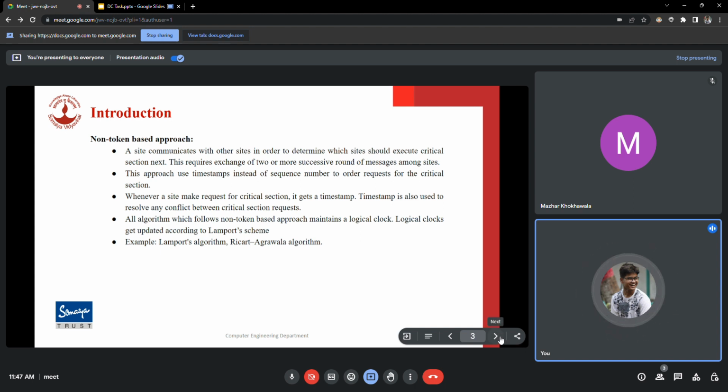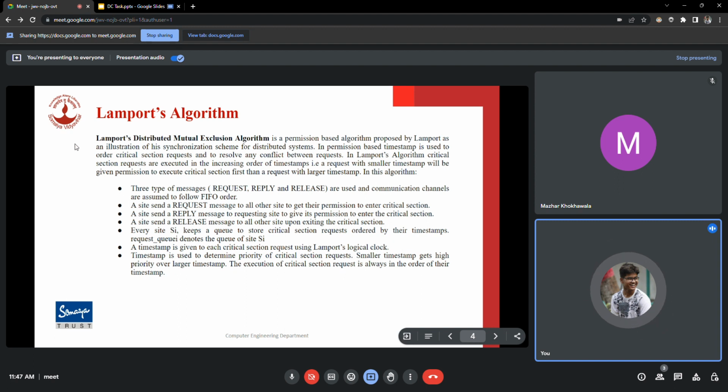Now let's take a look at Lamport's algorithm. Lamport's algorithm, also known as Lamport's distributed mutual exclusion algorithm, is a permission-based algorithm proposed by Lamport as an illustration of his synchronization scheme for distributed systems. In permission-based, timestamp is used to order critical section requests and to resolve any conflict between requests. In Lamport's algorithm, critical section requests are executed in the increasing order of timestamps. That is, a request with a smaller timestamp will be given permission to execute the critical section first than a request with a larger timestamp.